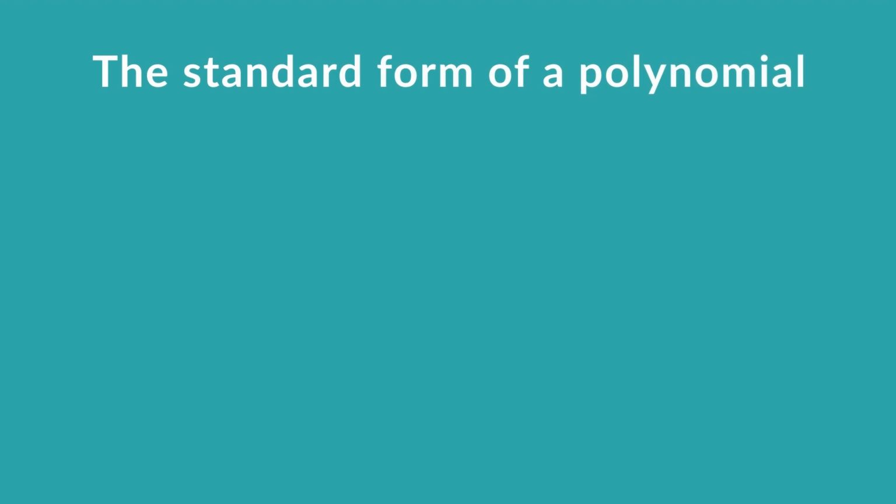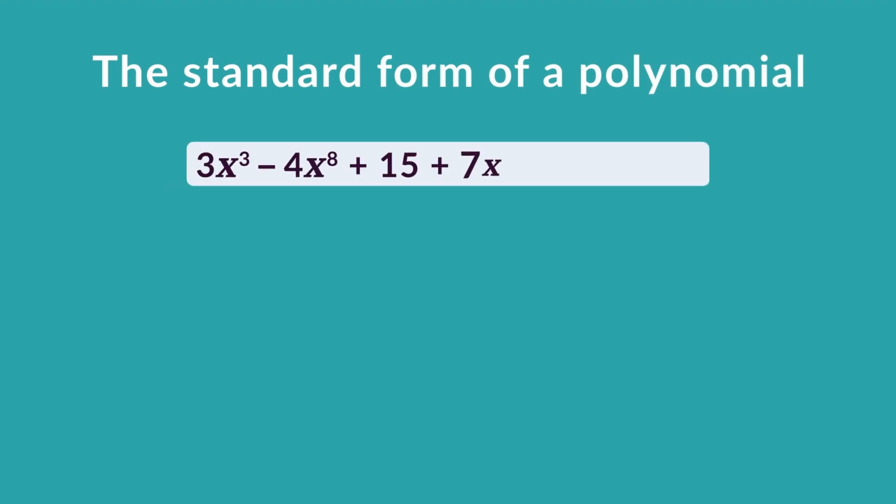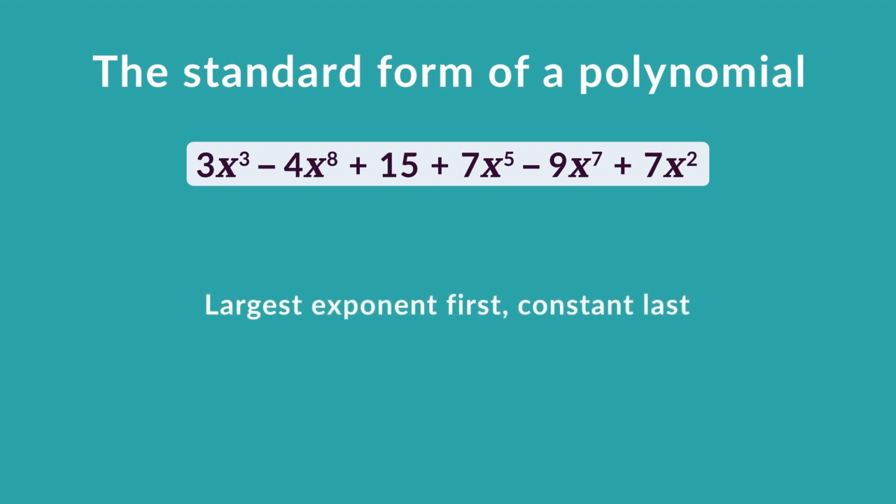Polynomials are in standard form if they are arranged in a certain way. The terms are put in order so that the exponents of the variable are in order from largest to smallest with the constant last. It is a good idea to rearrange a polynomial in this way before you do anything further with it, so you know what you are dealing with, which will help when simplifying and factorizing.